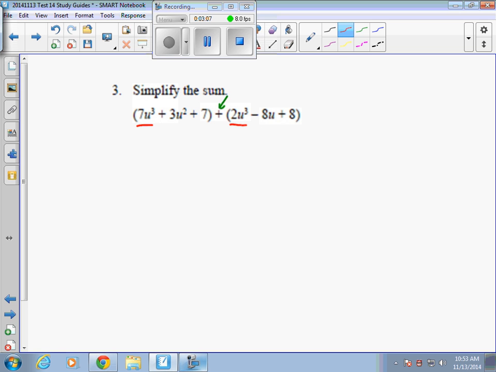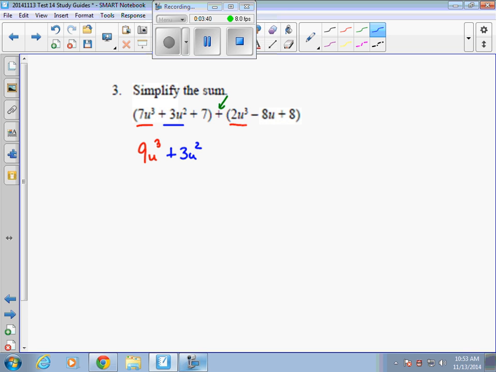7u to the third plus 2u to the third. You add 7 and 2, and you get 9u to the third. Notice we're not adding the exponents or multiplying the exponents or anything. We're just simply adding the coefficients, 7 and 2. Then 3u squared plus a negative 8u. Okay, notice right there, I underlined that one by mistake. There is no u squared on the right. So you write the next one plus 3u squared. We didn't do anything to that one. All we did was write it.